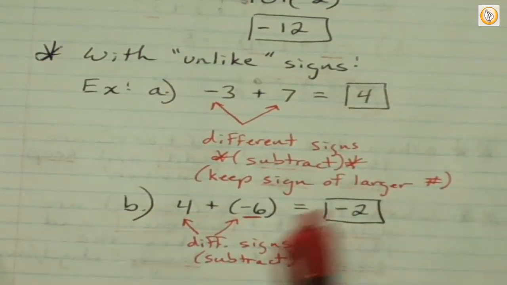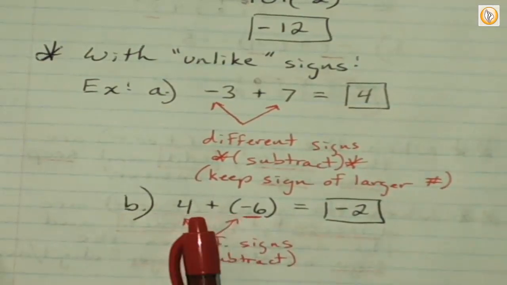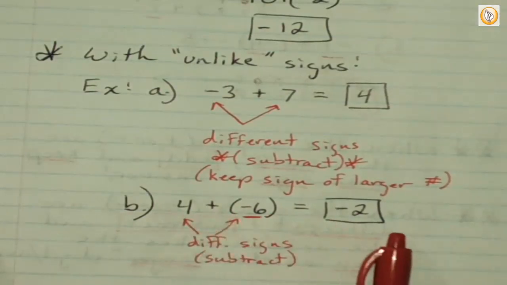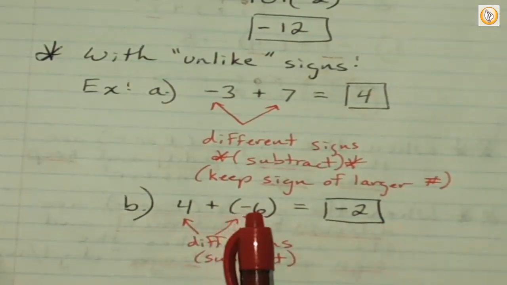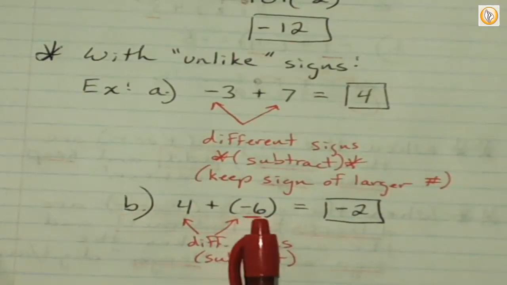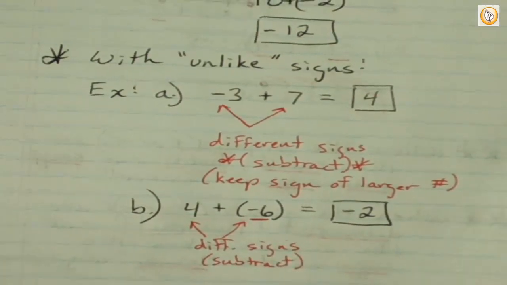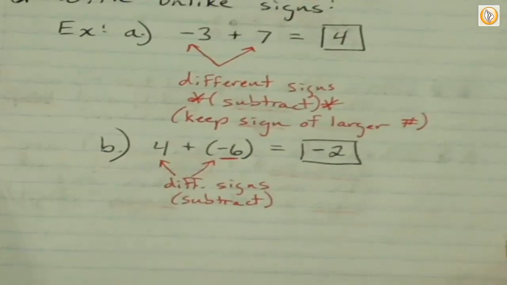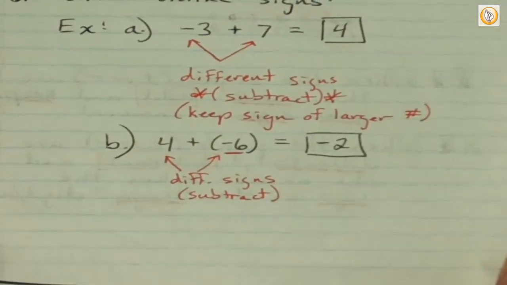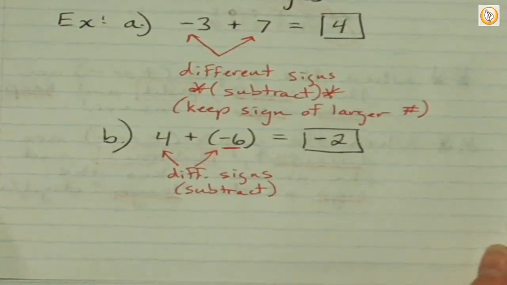So you subtract because we have different signs. That's going to give you 2. And then you take the sign of the largest digit, not as far as value, just the actual number. Since 6 is larger and it's negative, the answer becomes negative. Any questions? When I do it, I just add 4 on the number line.